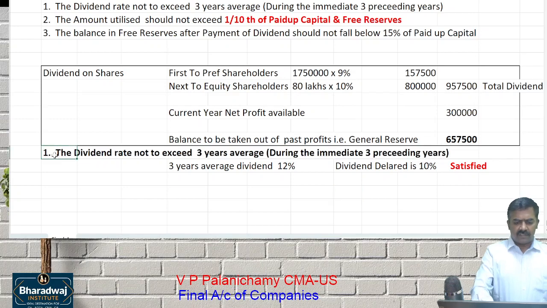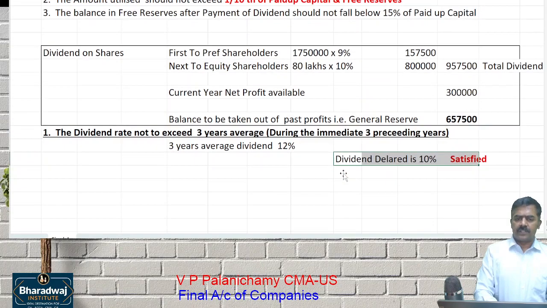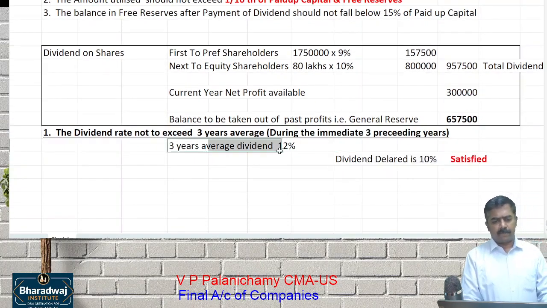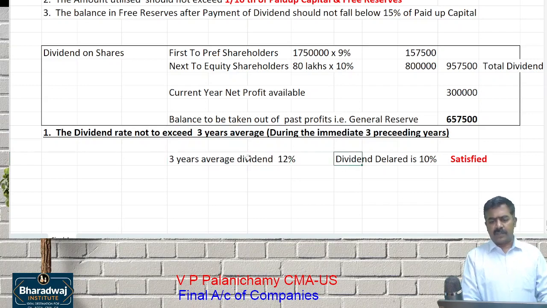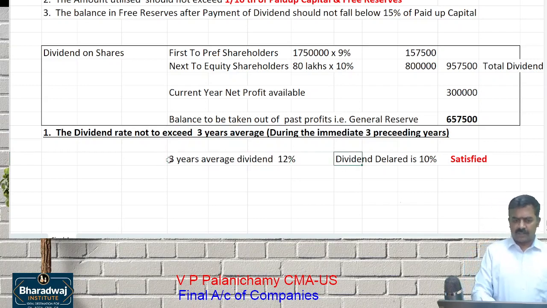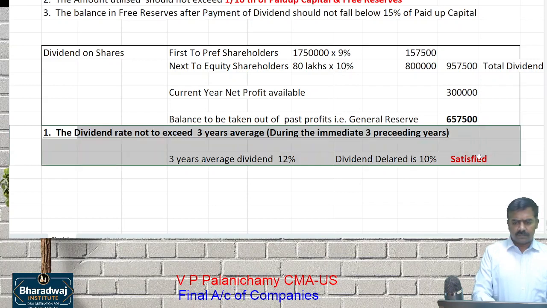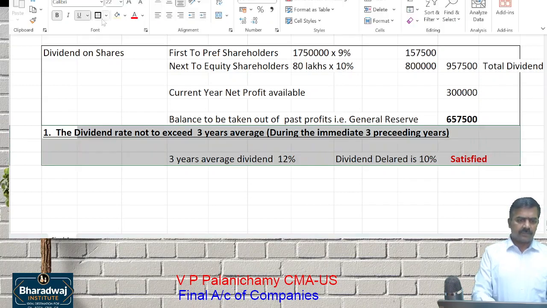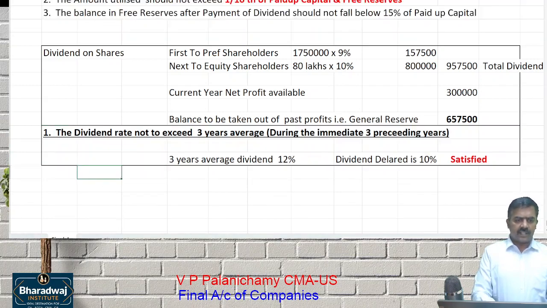3 years average dividend is 12%. Current dividend declared is what? 10%. Na? Yes. The condition is satisfied. Means you can pay. No violation. First condition is satisfied. What is the second condition?